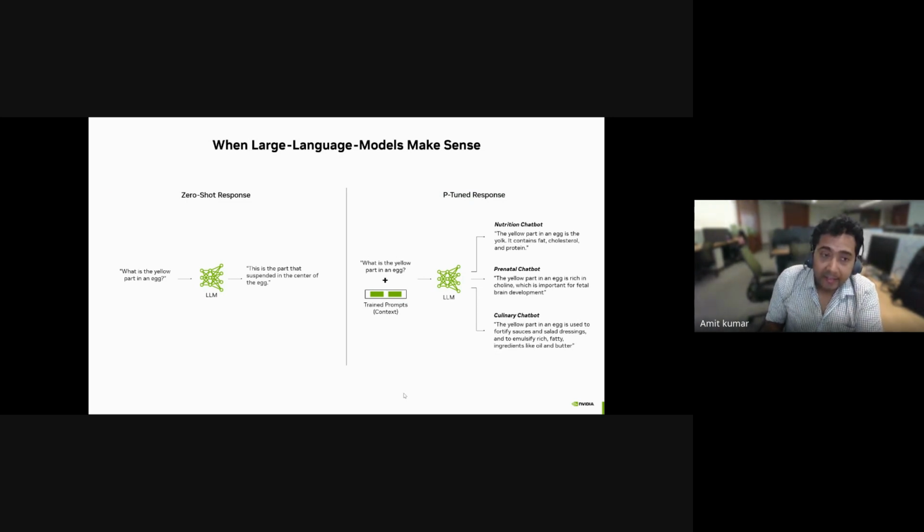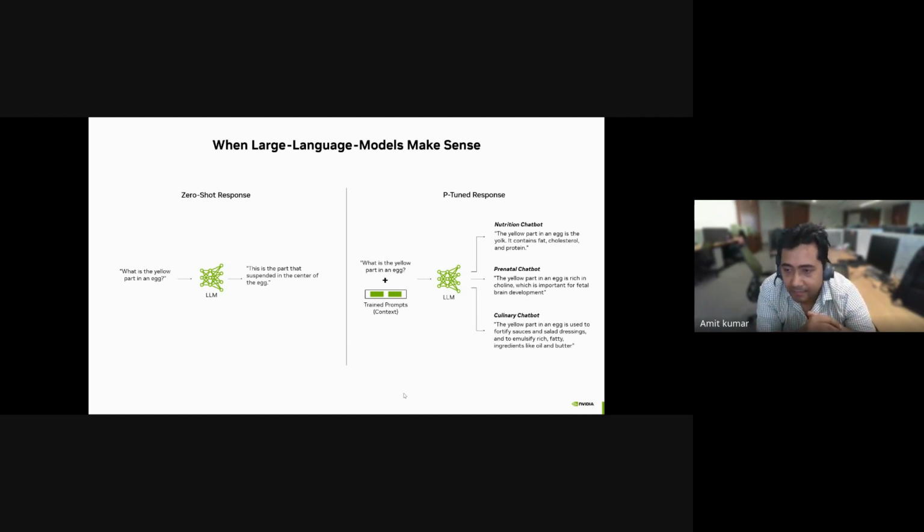Okay. Now see how the demonstration works. If you ask any language model what the yellow part in the egg is, it will respond that this is the part that is suspended in the center of the egg, right? You got some response. Now, the same model will respond differently if you ask the same question but give it some context. If you give it some context, that is called prompt learning, correct?